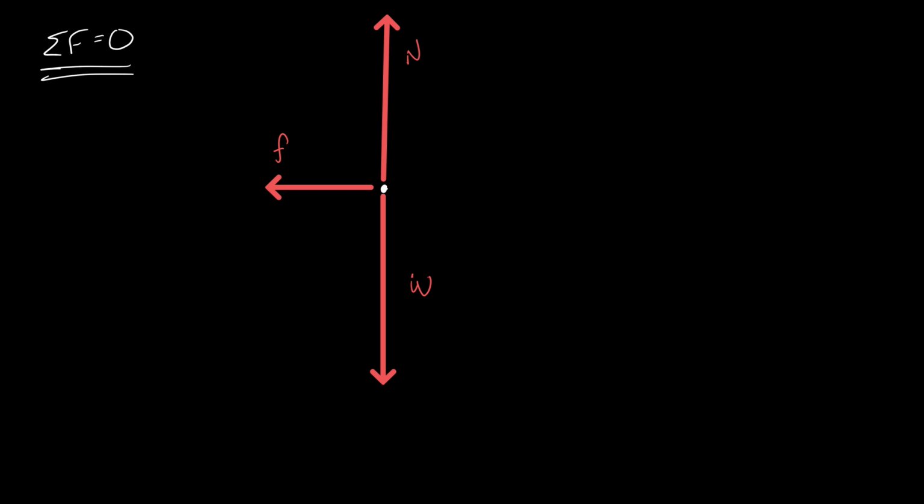Is there anything else acting on the box? Us pushing it. What direction do we push? Right. We want to make the system look balanced. So we're pushing on the box. I'm going to call this F with a P for pushing. There we go. Does this look balanced to you? Looks pretty balanced to me.